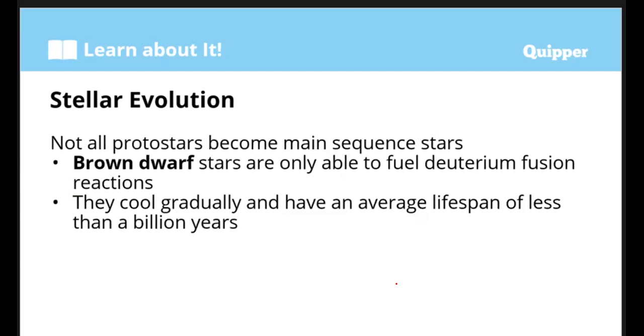Some of them become brown dwarf stars that are only able to fuel deuterium fusion reactions. Take note that the red dwarf star requires hydrogen fusion, but brown dwarf stars require deuterium fusion. Then they cool gradually and have an average lifespan of less than 5 billion years.